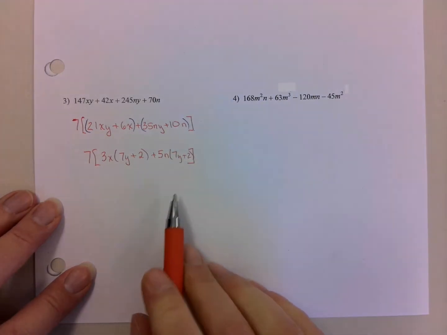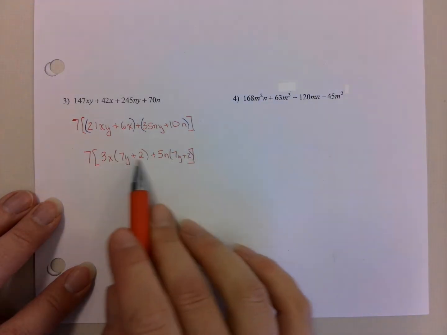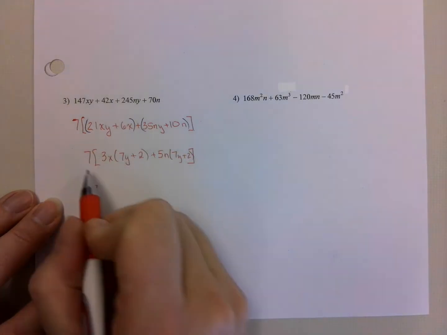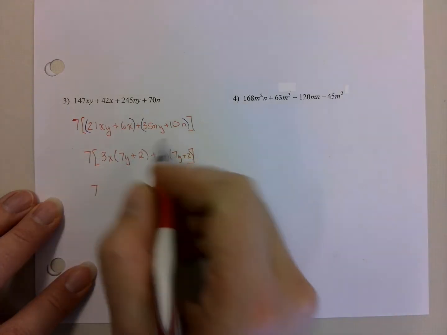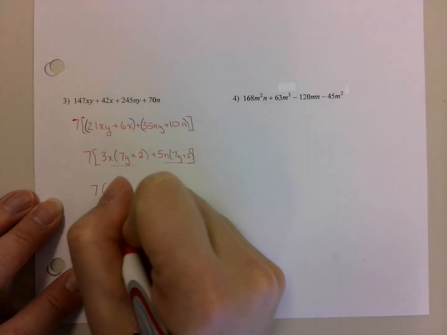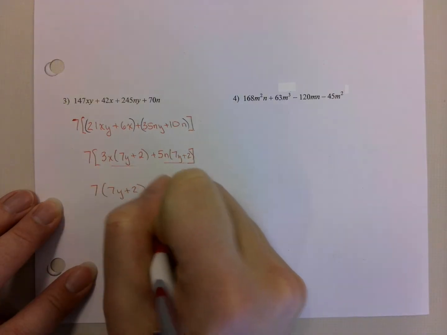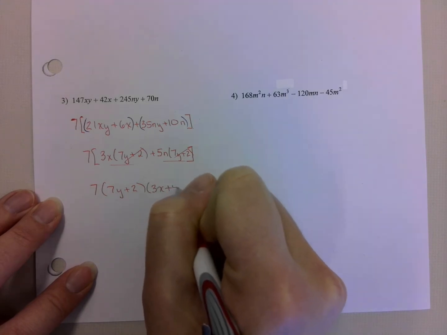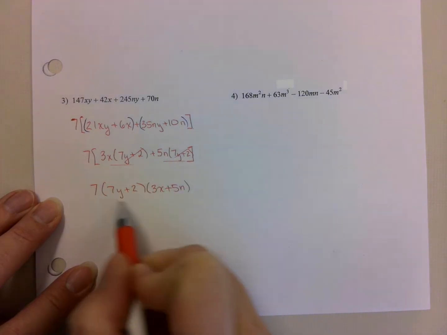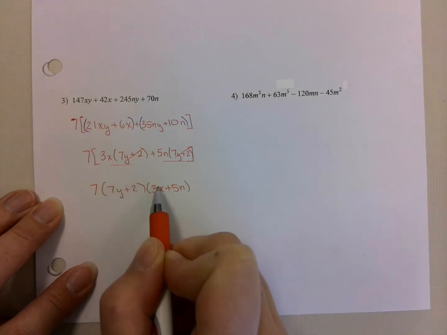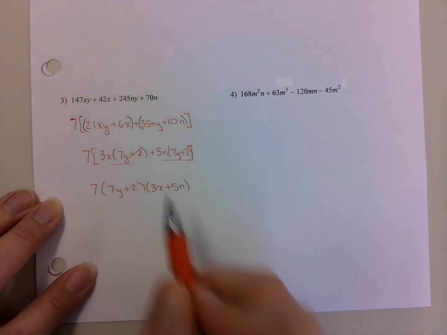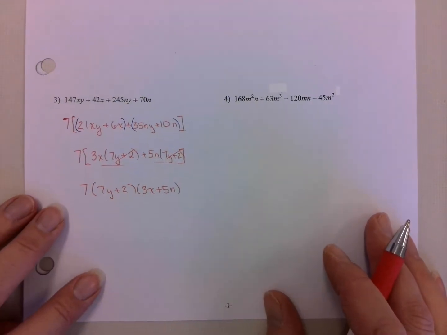So you can't force this to happen. If something's not matching up in parentheses, we need to go back and reevaluate. The 7 is what they all had, so it's 7 times everything. The 2 pieces here, 7y plus 2, pull that out, and it has to be times the 3x plus 5n. So remember, guys, 7y plus 2 times 3x, right there. 7y plus 2 times 5n, right there. Take it abstract and break it back down.